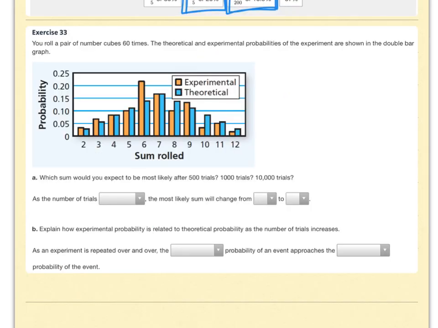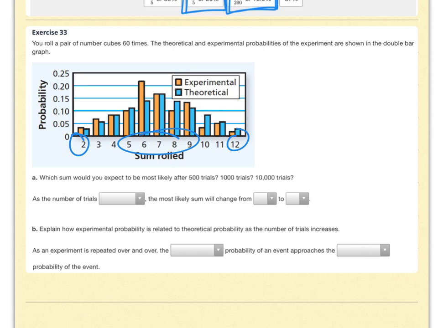Last one, number 33. I like this example because we're rolling two dice now. You roll a pair of number cubes. You roll them 60 times. The theoretical and experimental probabilities are shown. I don't know if you knew this or not, but you're a lot more likely to get one of these numbers when you roll two dice than you are to get a 2 or a 12. A 2 and a 12 are the least likely numbers.